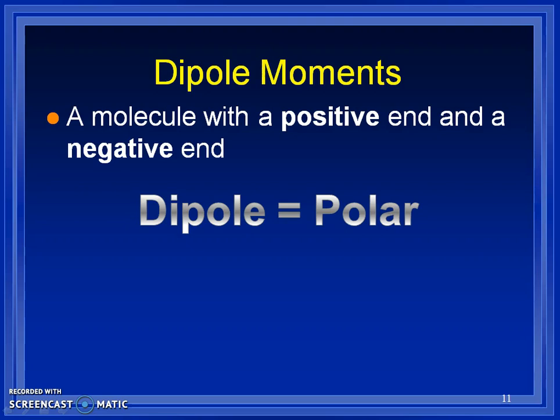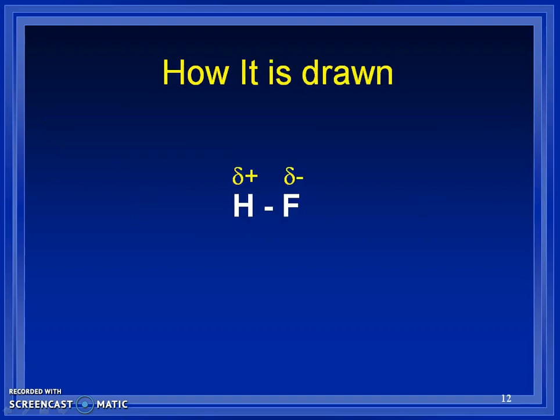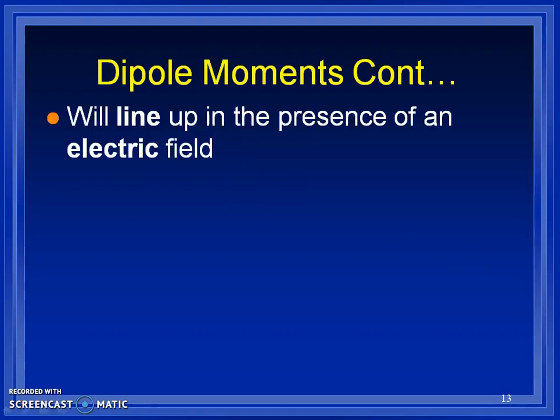So a dipole moment just basically means a polar molecule, a molecule that has a positive and a negative end. So polar and dipole mean the same thing. Those are two words meaning the same thing. How is it drawn? Something like this. Hydrogen would have a partial positive, fluorine would have a partial negative because fluorine is more electronegative, it would get the negative. It also can be drawn like this. Sometimes they just like to put the positive and then the arrow where it's more electronegative.